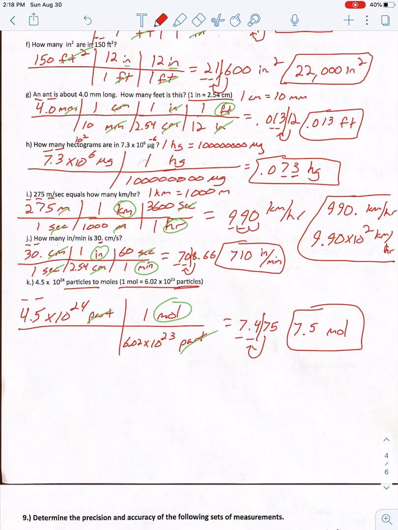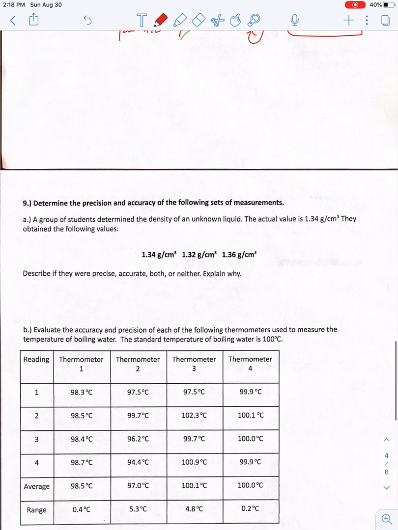Okay, that is conversion. So let's move on to quick precision versus accuracy. So remember, precision is how close the values are to each other, not necessarily how accurate you are, and accuracy is how close you are to a targeted value. So number 9, a group of students determine the density of an unknown liquid, the actual value. So this is my accepted value. So that's what our average should be if we're to be accurate. They obtain the following values: 1.34, 1.32, 1.36. Describe if they're precise, accurate, both, or neither, or explain why.